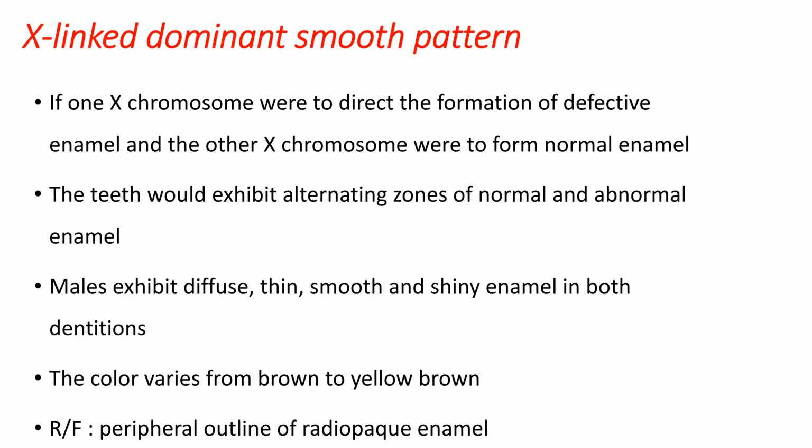Males with the X-linked dominant smooth pattern exhibit diffuse, thin, smooth and shiny enamel in both primary and permanent dentitions. The teeth often have the shape of crown preparation and open contact points are seen. The color varies from brown to yellow-brown. In radiographs, they demonstrate a peripheral outline of radio-opaque enamel, and unerupted teeth may undergo resorption.